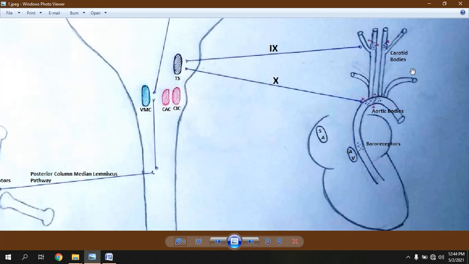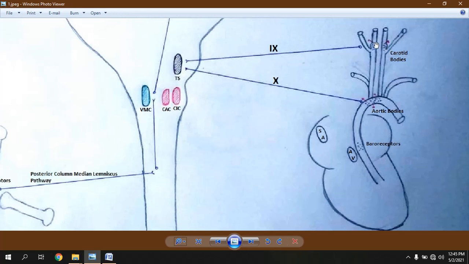Now the chemoreceptor. So when the oxygen level is decreased inside the blood, or when the carbon dioxide level is increased, or when the hydrogen ions are increased inside the blood, during hypoxia, hypercapnia or a high pH, the chemoreceptors are activated over here and over here and over here. When the chemoreceptors are activated, they transfer the signal toward the tractus solitarius. So both of these, the baroreceptor and the chemoreceptor, transfer the signal toward the tractus solitarius.